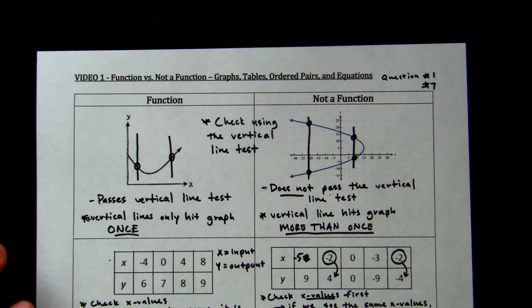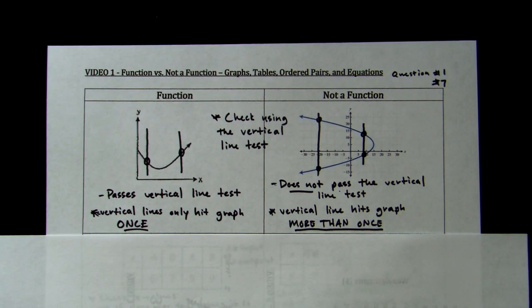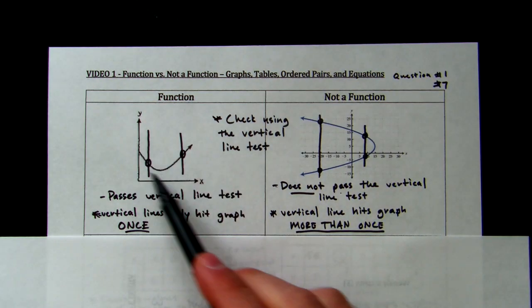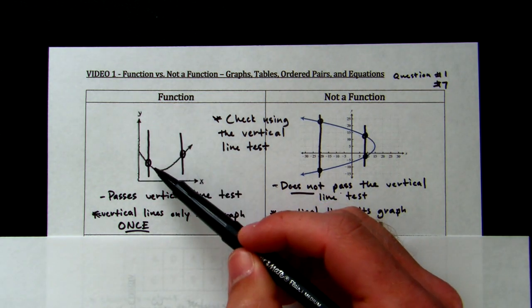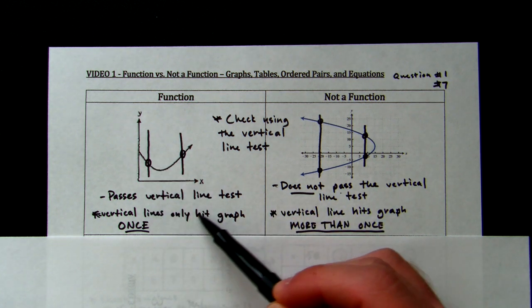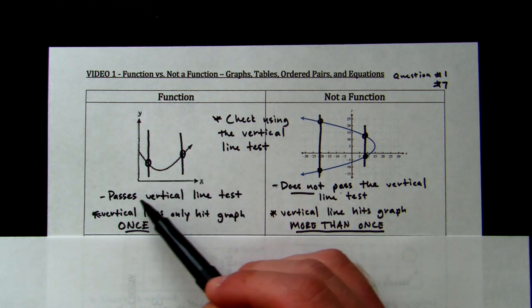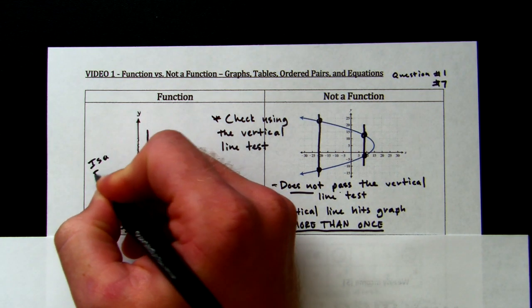So let's take a look at a graph first. With a graph, what we look for and how we figure out if a graph is a function or not is we check using the vertical line test. Remember, a vertical line is straight up and down. And if it is a function, so in this column over here, this whole table, these are functions, these are not functions. If the vertical line only hits the graph once, so right here, it only hits once, then that means it passes the vertical line test, meaning this is a function.